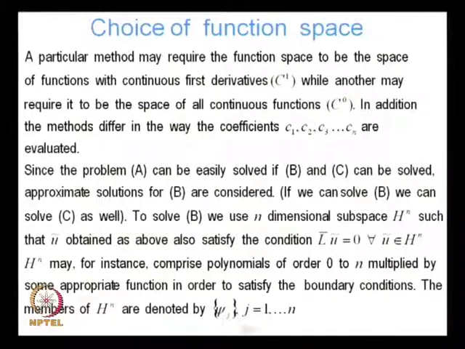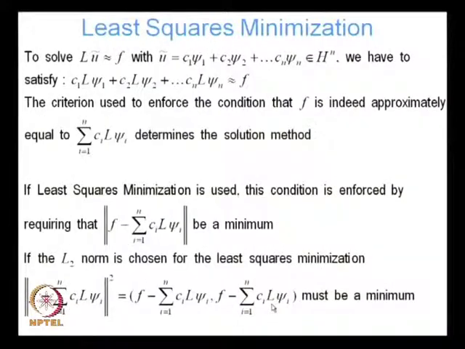The members of Hn, which we have already seen, are denoted by psi j, j equal to 1 to n. To solve L U tilde approximately equal to f, with U tilde equal to C1 psi 1 plus C2 psi 2 through Cn psi n, we have to satisfy this equation: C1 L psi 1 plus C2 L psi 2 plus Cn L psi n is approximately equal to f.